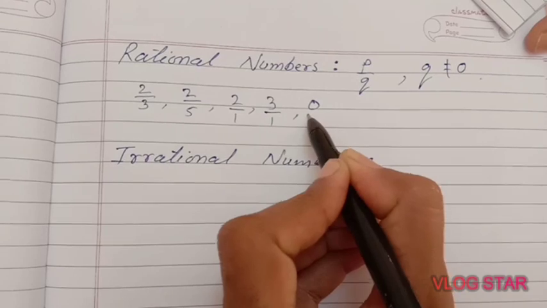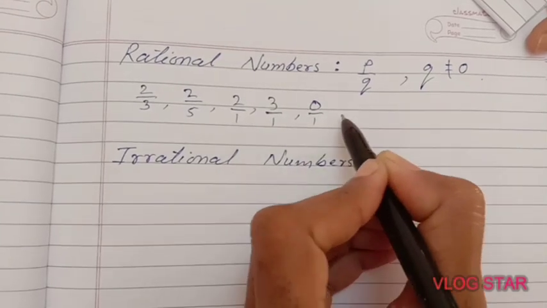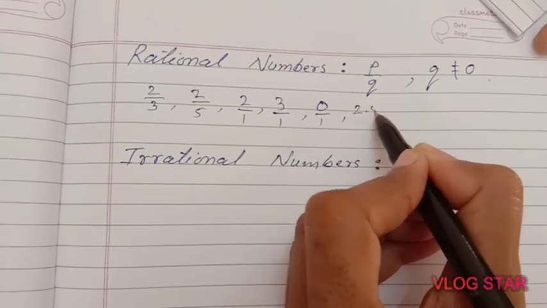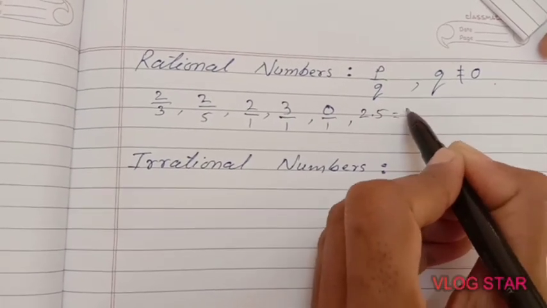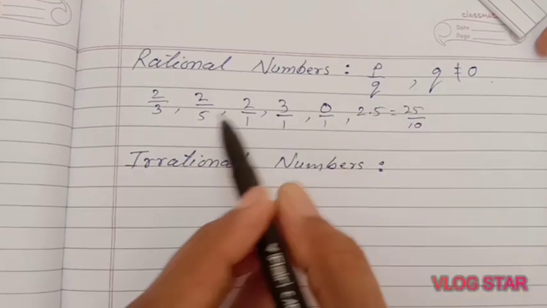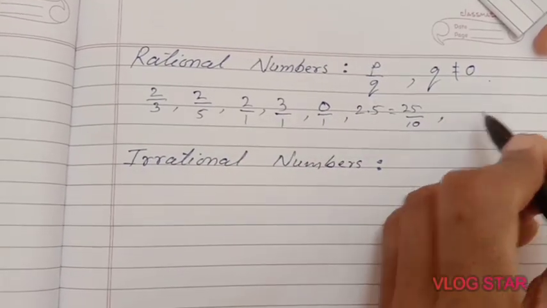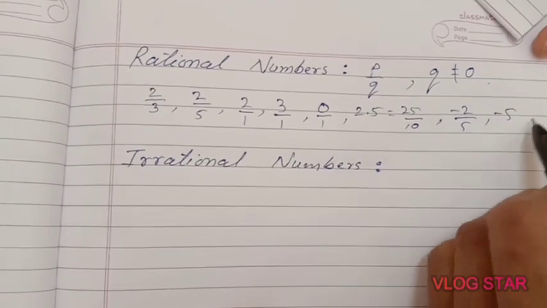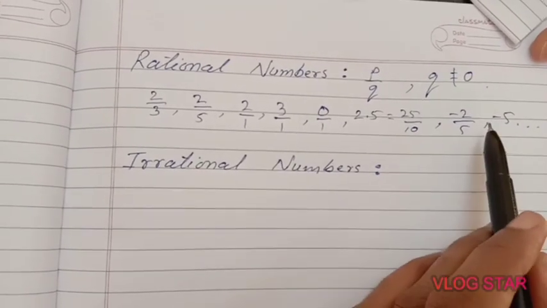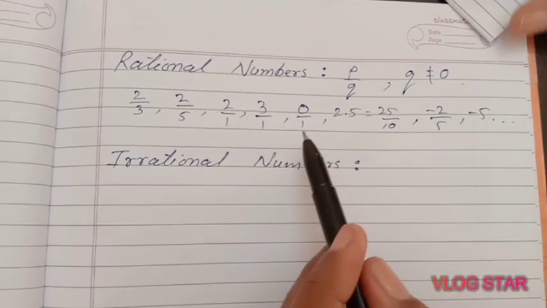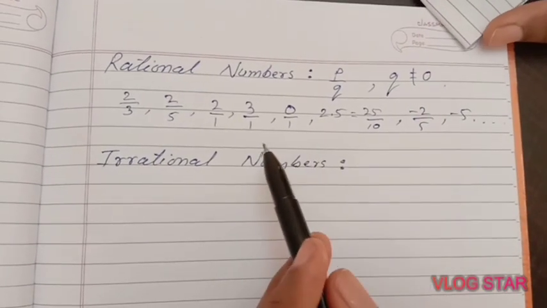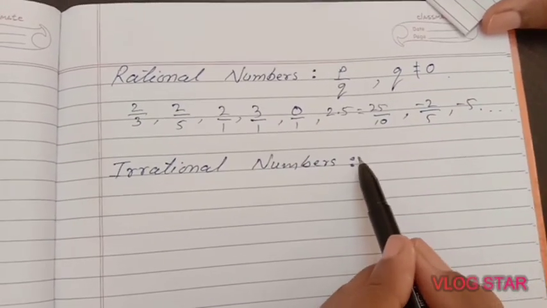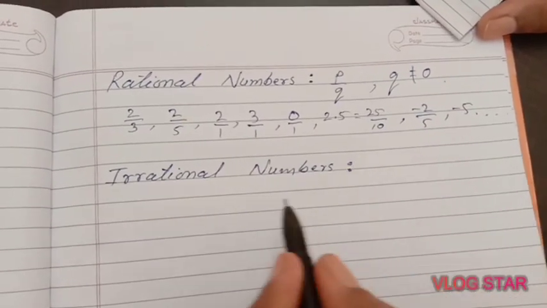0 is also rational number because it can be also written like 0 by 1. 2.5 is also rational number. It can be written as 25 by 10. So all these numbers, even all negative numbers, minus 2 by 5, minus 5, all these are rational numbers, means all integers, all natural numbers, whole numbers, they all are included in rational numbers. Now the question arises, then which are irrational numbers?